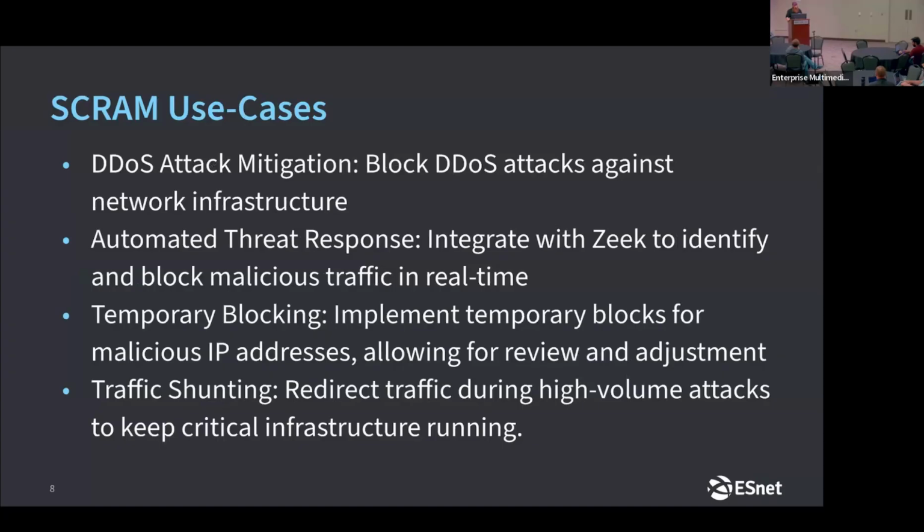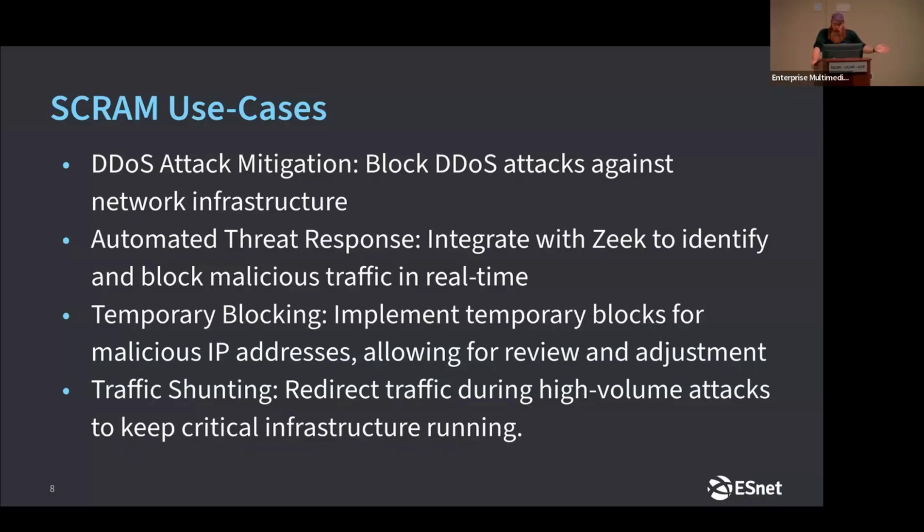So what are our use cases? DDoS attack mitigation is a big one, right? If you have a DDoS against your network infrastructure, being able to block that all the way out at the edge, versus once the traffic has already saturated your network, is really important. Then there's automated threat response, using tools like Zeek to identify the evil bit being set in a packet and then block that malicious traffic automatically, without human intervention, basically in real time. You see a port scan that's plumbing up your logs, block it right away.